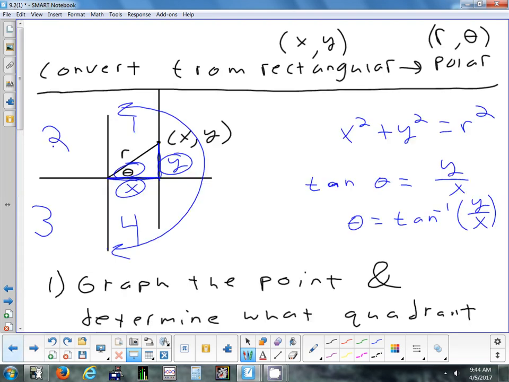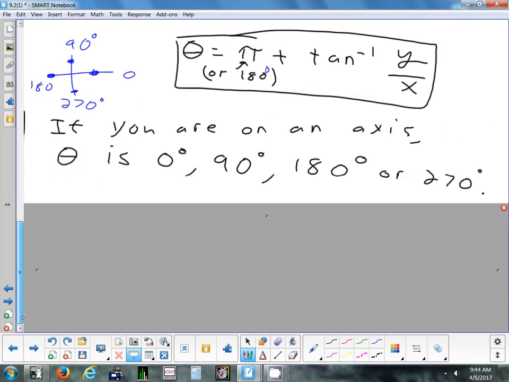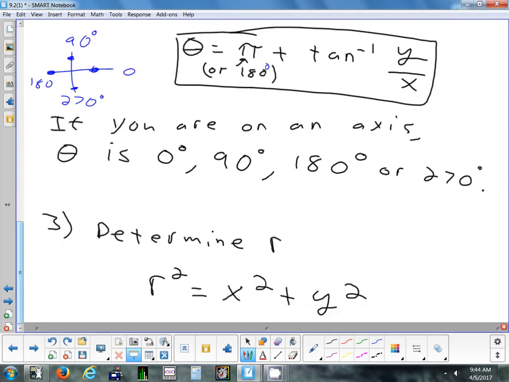Okay? Did we do something like this before, Mr. Hager? Yeah, the unit circle. Oh yeah. With the unit circle, yeah.